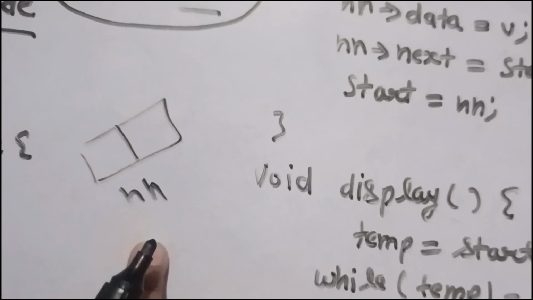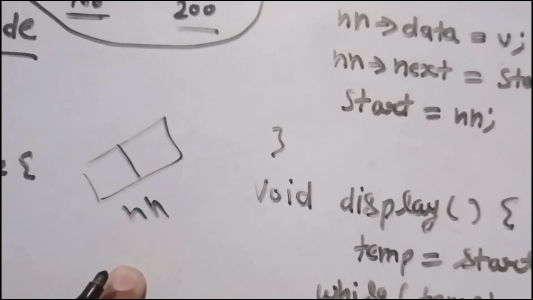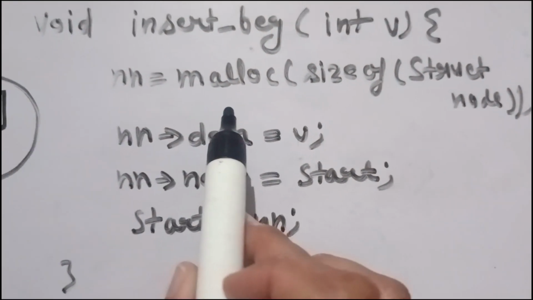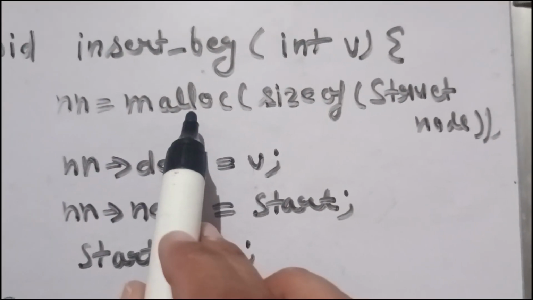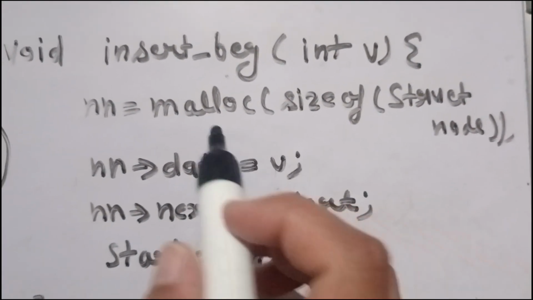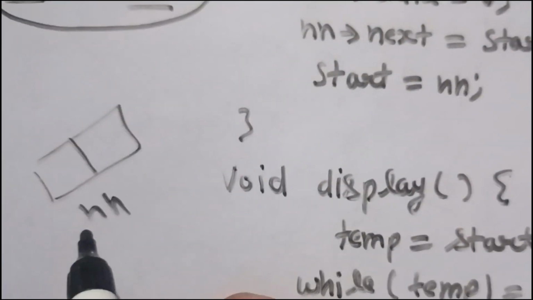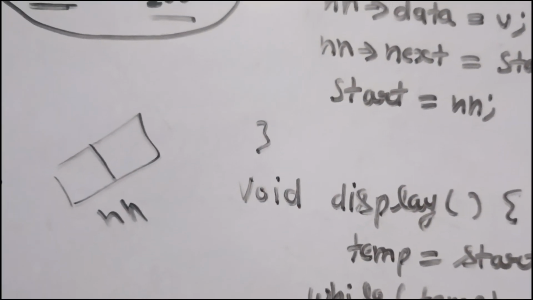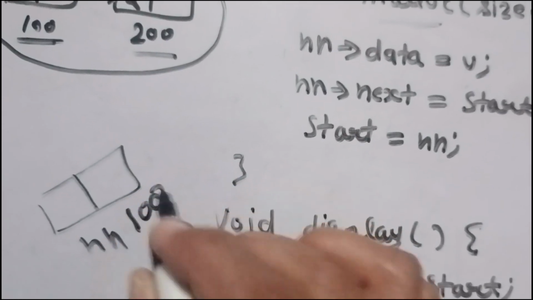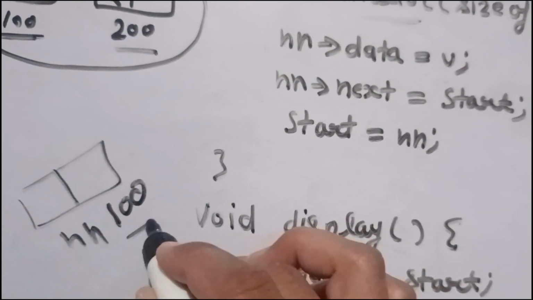Okay, now we have to allocate memory to this node also. So how can we allocate memory to this node? Using the malloc function. Malloc is dynamic memory allocation during runtime. So I am using a malloc function here which will allocate memory to this node. Suppose it allocates memory 100 to this node. So the address of this node is 100.